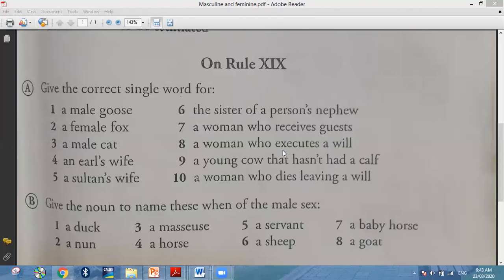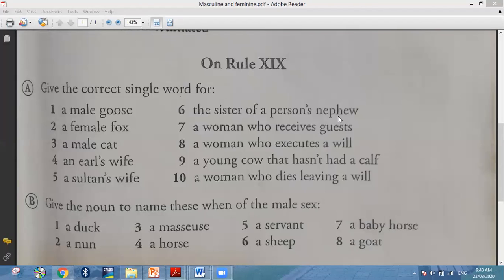Baha? The male of a horse is called colt, that's right. Hashim? Yes, the male of a servant is a manservant. This is generally the servant for both male and female, but if we want to specify the gender, we can say a manservant or a maidservant. Thanks a lot.